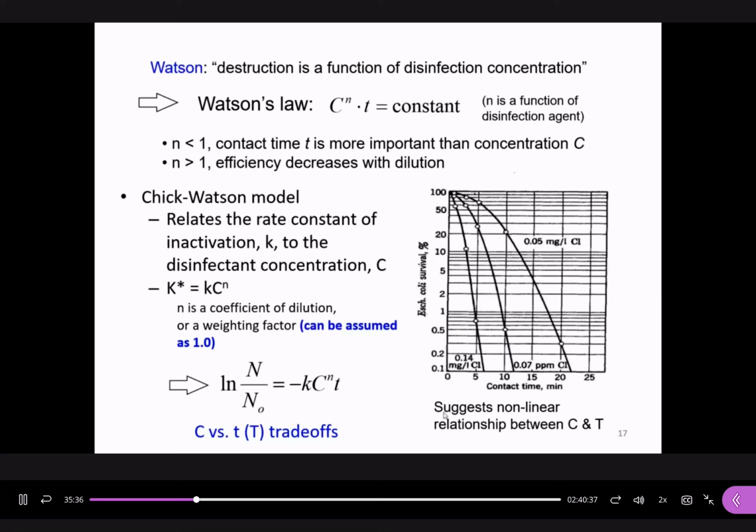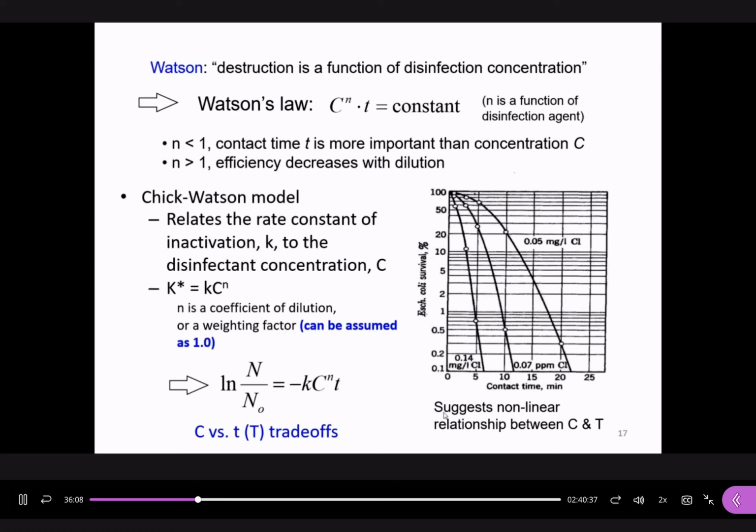It's HRT, hydraulic retention time, right? Because disinfection happens in a tank. It's continuous flow. So contact time is the amount of time for water to stay in that disinfection tank. So contact time is actually hydraulic retention time: how much time the water spends in a disinfection tank.